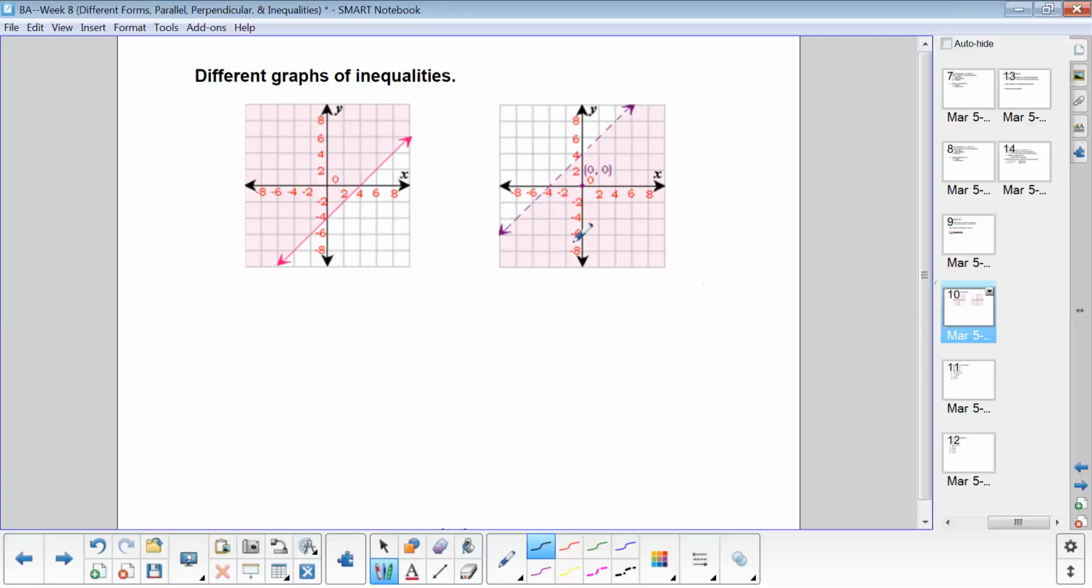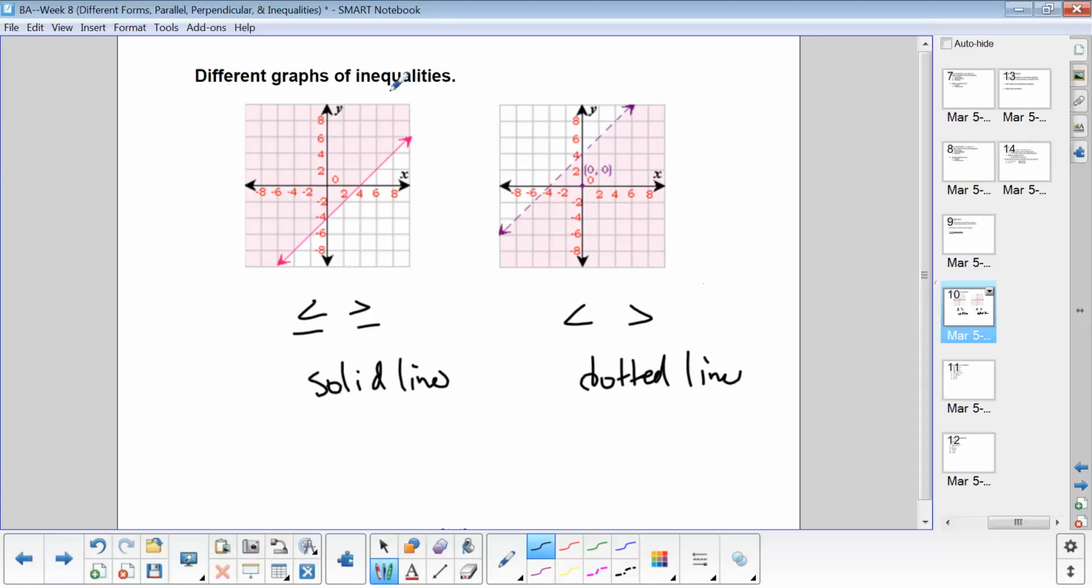And it's going to be shaded either less than, as in this example, or shaded greater than, as shown in this example. So remember, if you have a less than or equal to or a greater than or equal to symbol, you are going to have a solid line on your inequality graph. And if you have a less than or a greater than symbol, that's going to create your dotted line.